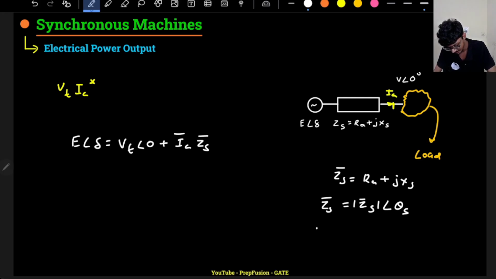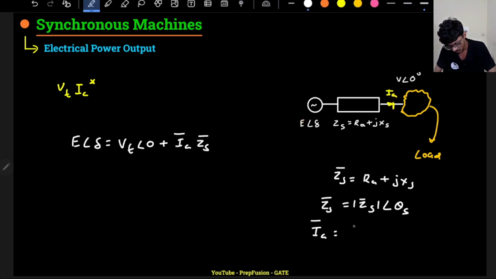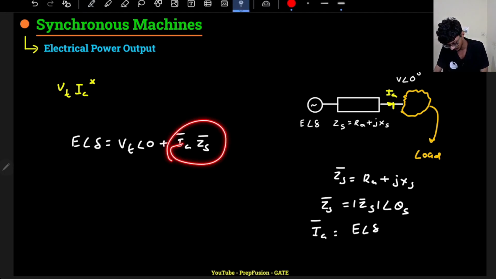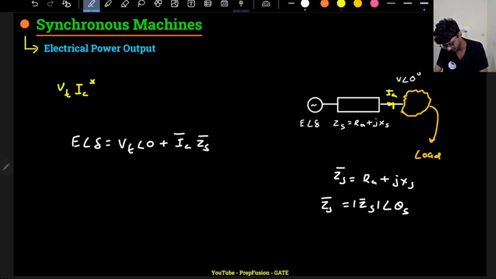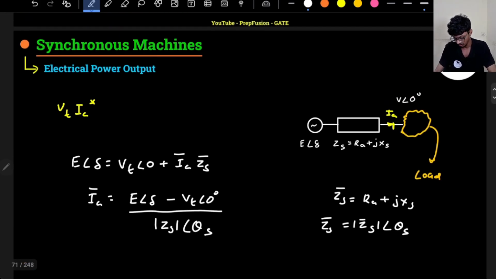So this is my Zs in vector format. What is my Ia current? The potential here is V, the potential here is E. So from here I can find the Ia current, which will be E angle delta minus Vt angle 0, divided by magnitude of Zs angle theta s. This is my Ia current.